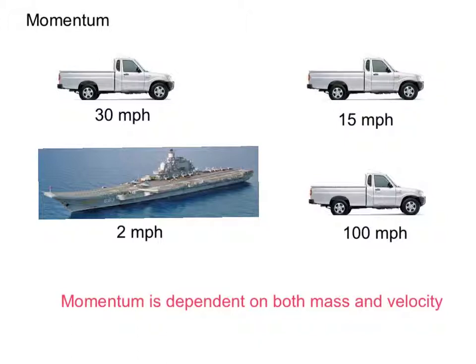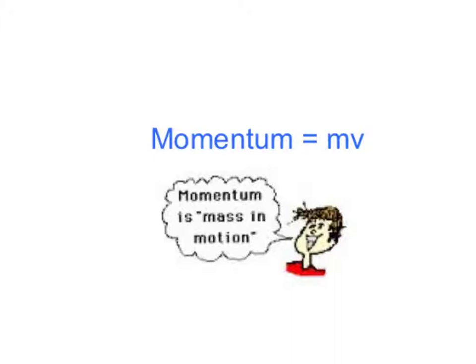What might be a little bit more difficult to identify is the fact that an aircraft carrier moving at 2 miles an hour has way more momentum than our truck, even if it's moving at 100 miles an hour. That's because momentum is dependent upon both mass and velocity. In physics, momentum is defined as the product of mass and velocity. We represent momentum by the symbol P, and it's measured in units called kilogram meter per second. The equation for momentum is mass times velocity.